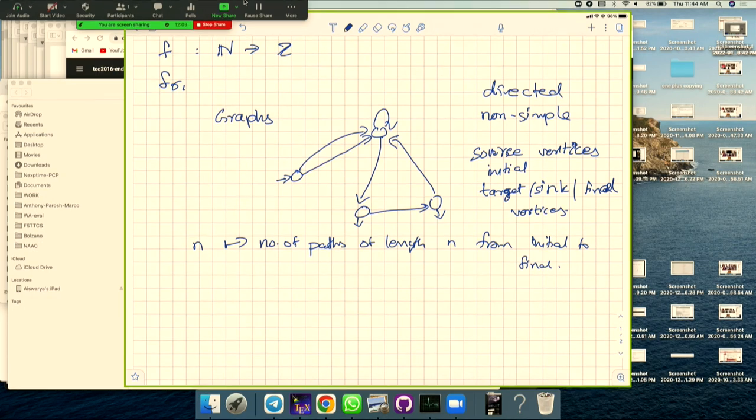Okay, this is what happens in theoretical computer science, some of the questions that we will look at. So in this particular example, we'll try to find the value of this function on some points, given by this particular graph. On zero, of length zero, how many paths can you find from initial to final? So initial means it has to start here and it has to end either here or here. Is there a path of zero length from initial to final? No. So the number of such paths is zero. Okay, so this will be mapped to zero.